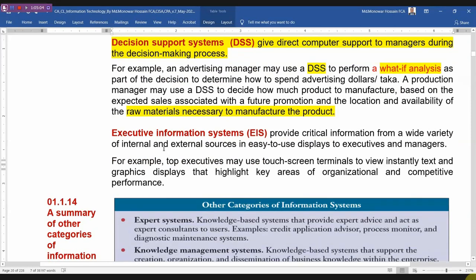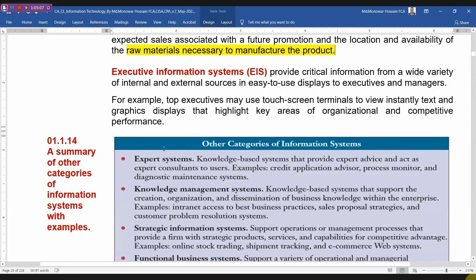Now, the executive information system. What is the executive information system? It provides critical information from a wide variety of internal and external sources in an easy-to-use display to executives and managers. That is for the top management. For example, a top executive may use a touch screen terminal to view instant tasks and graphical displays for understanding the competitive performance. So the executive information system provides data and information for decision making to the top management.